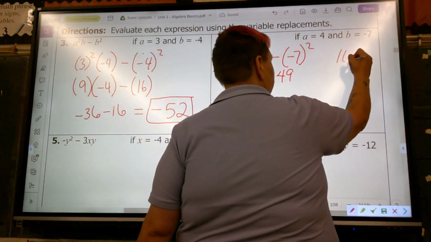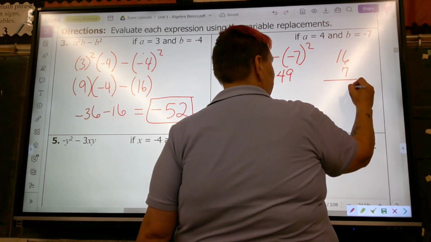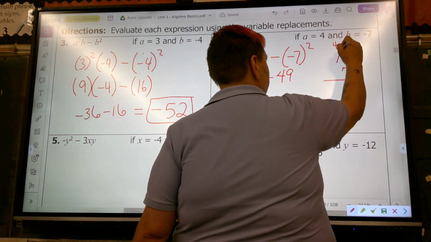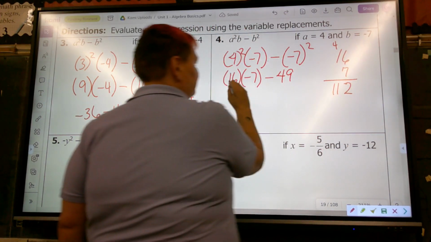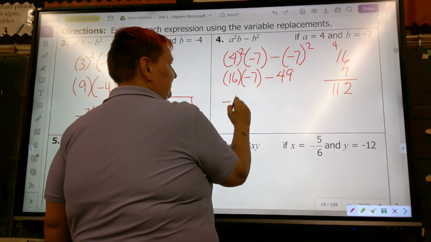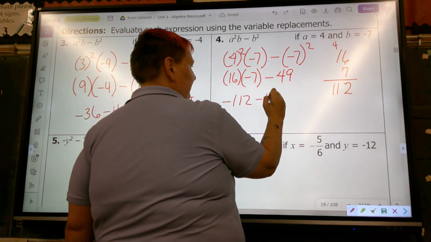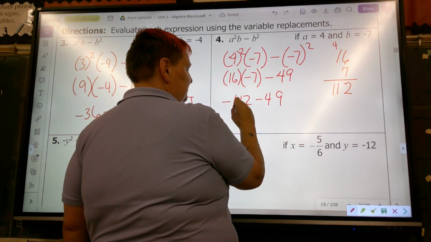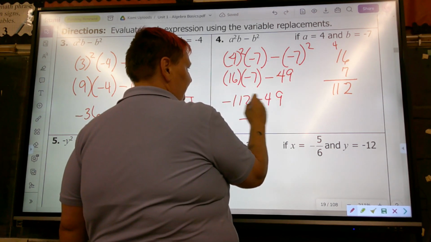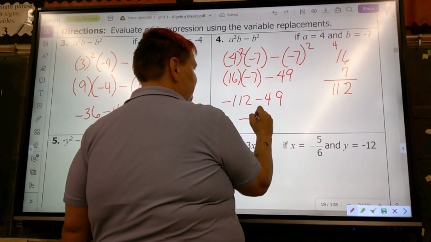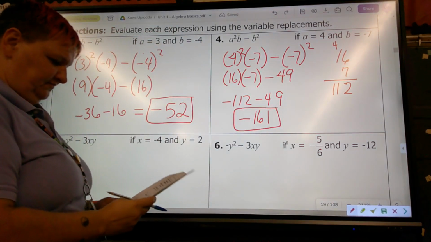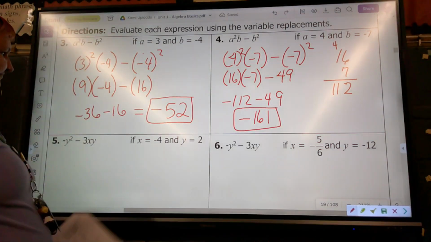16 times negative 7, so just do 16 times 7, which is 112. And because there's only one negative sign, it's going to be negative 112 minus 49. Again, they're both negative, so add the numbers. Negative 161. Correct. Woo!